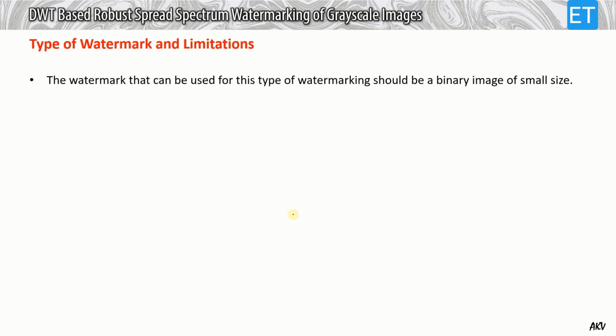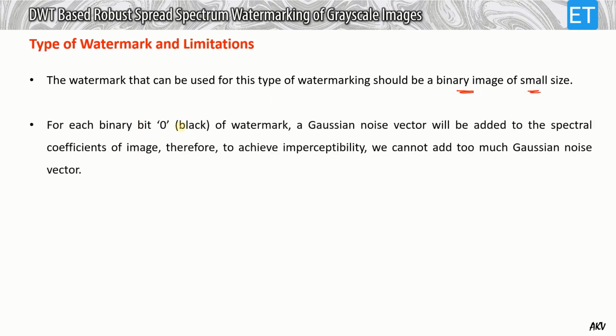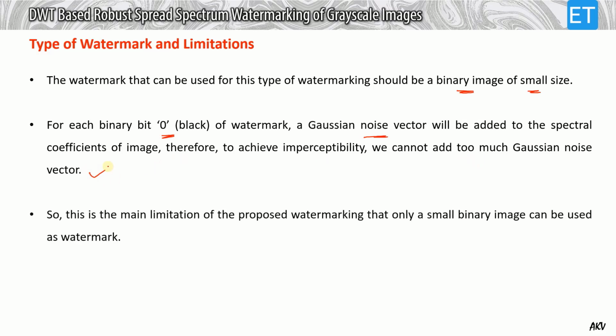Now let's see the type of watermark and the limitation of this spread spectrum process. The watermark that can be used for this type of watermarking should be a binary image of small size. For each binary bit, I mean the 0 of the watermark, a Gaussian noise vector will be added to the spectral coefficients of the image, as I said. Therefore, to achieve imperceptibility, we cannot add too much Gaussian noise to the host image, otherwise it will spoil its imperceptibility. This is the main limitation of the proposed watermarking scheme: only a small binary image can be used as a watermark.